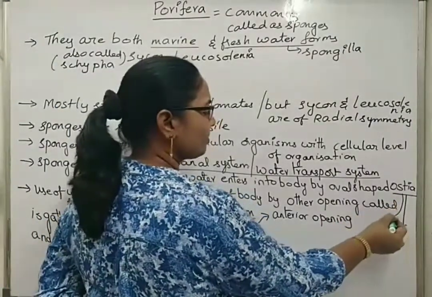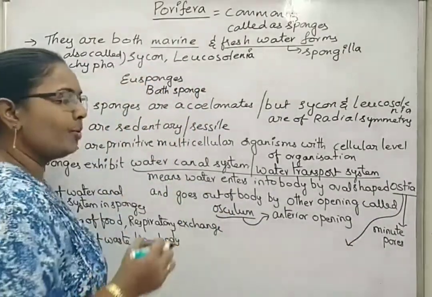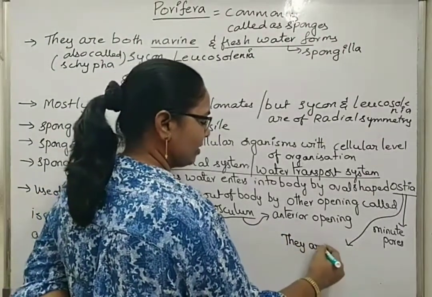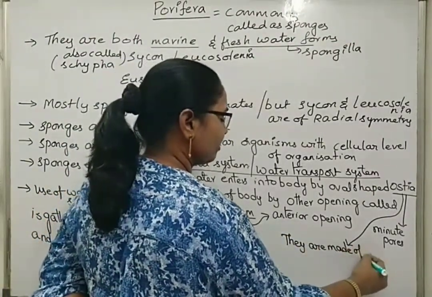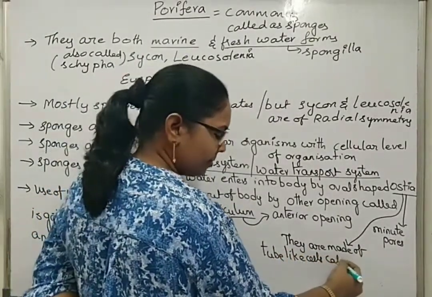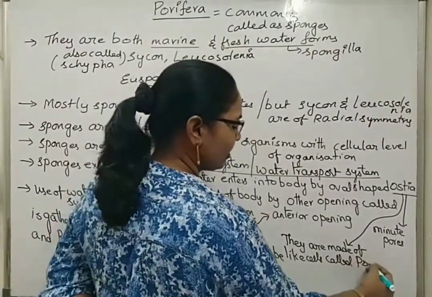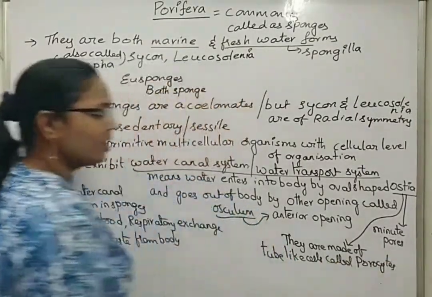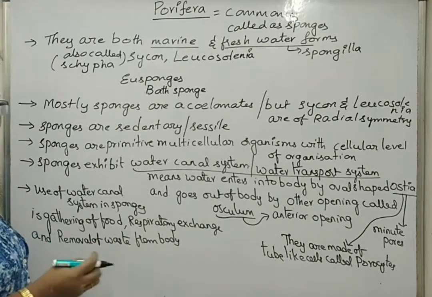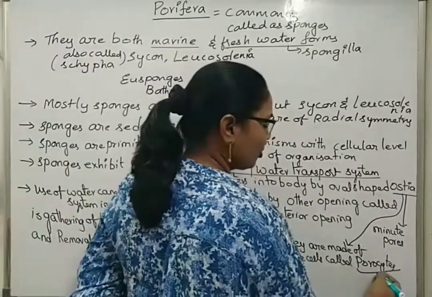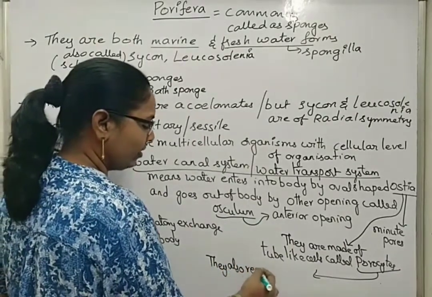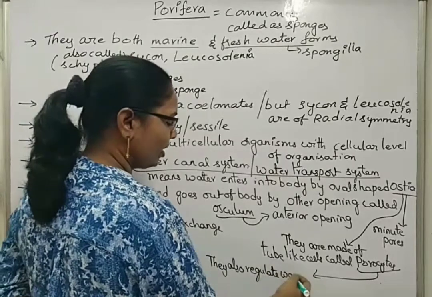These ostia are made of tube-like cells called porocytes. These ostia, or the porocytes, help in regulating the flow of water into the body, meaning into the spongiocele of sponges. They also regulate water currents.